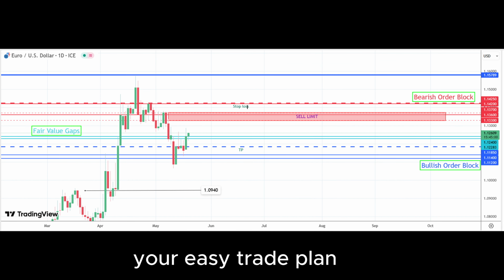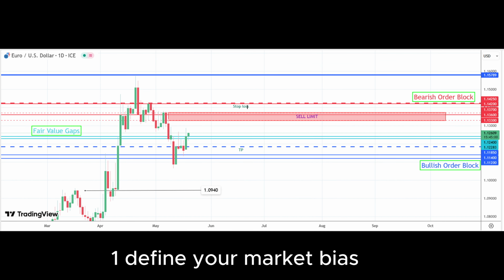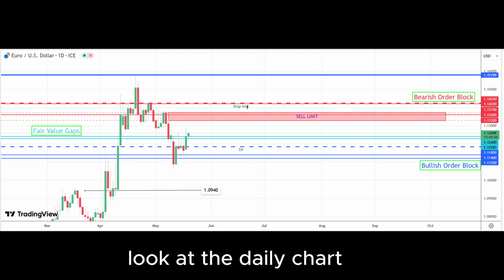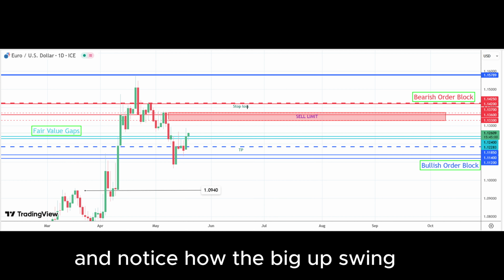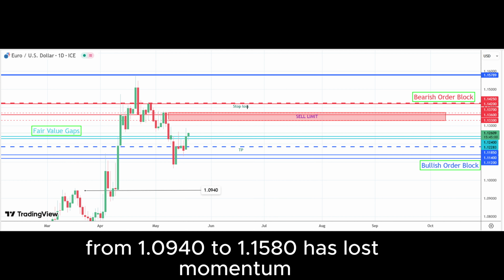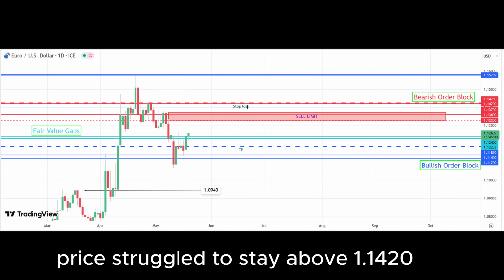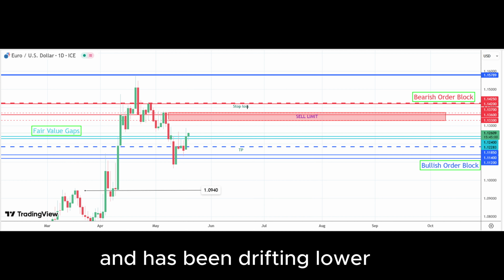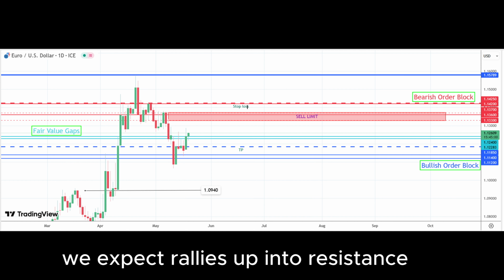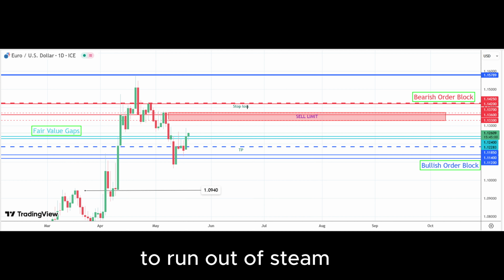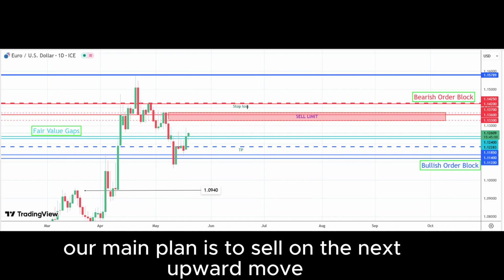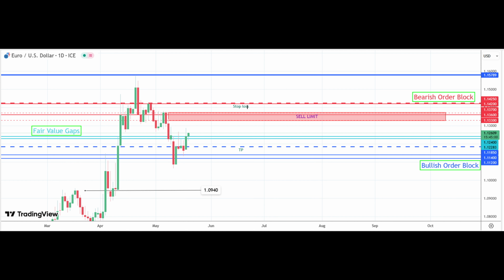Your easy trade plan. 1. Define your market bias. Look at the daily chart and notice how the big upswing from 1.0940 to 1.1580 has lost momentum. Price struggled to stay above 1.1420 and has been drifting lower. We expect rallies up into resistance to run out of steam. Our main plan is to sell on the next upward move.